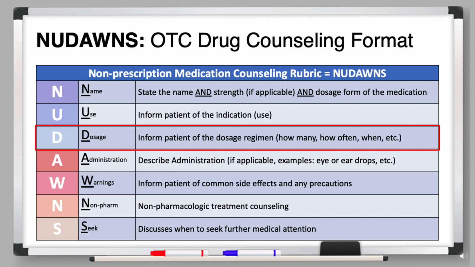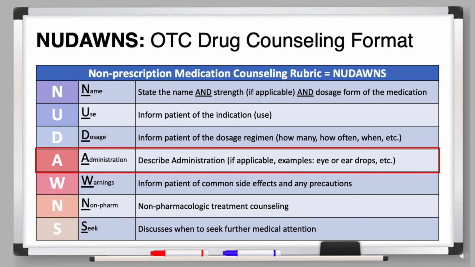In this case, this is looking at the product and instructing the patient on the dosage regimen. That is, how many should they take, how often, at what time. So going through and reading the instructions for dosing the product for the patient. The fourth letter is A, and in this case, A stands for administration.